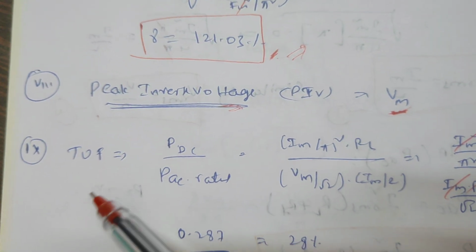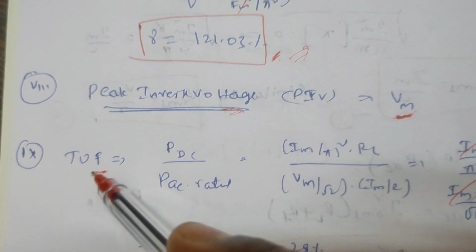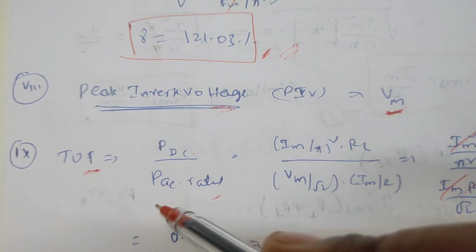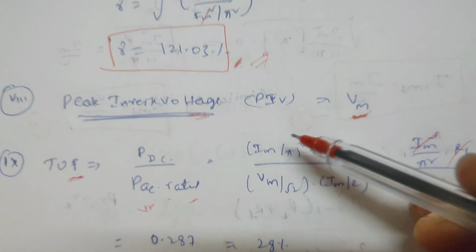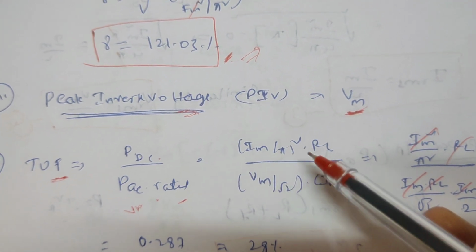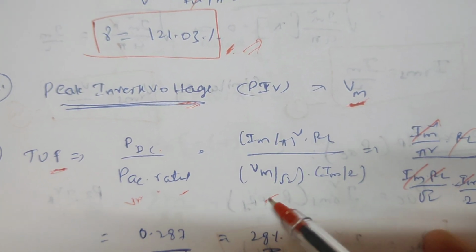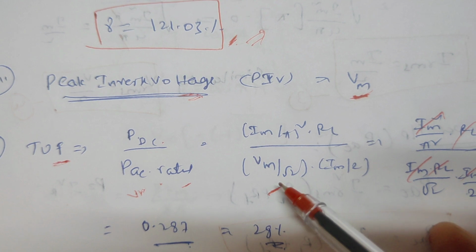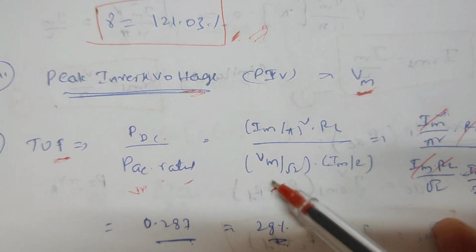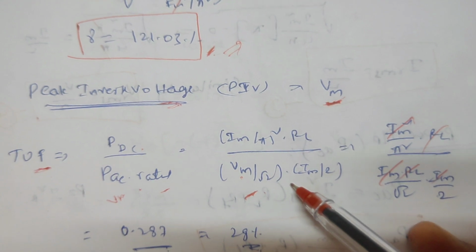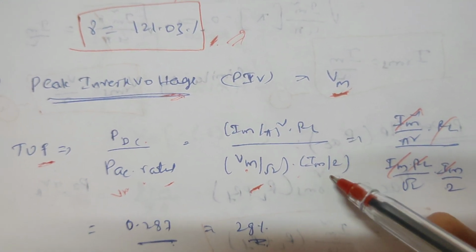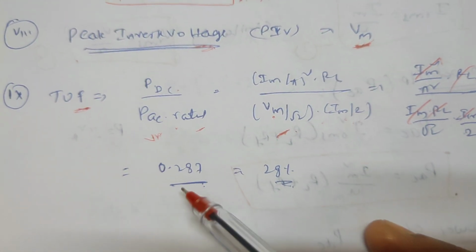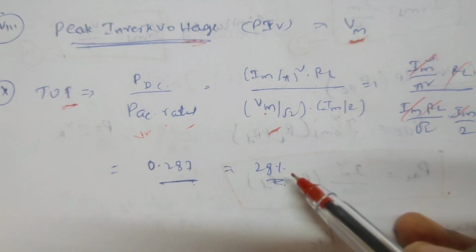The next one is the transformer utilization factor, TUF, which is equal to PDC by PAC rated value. PAC is VRMS into IRMS. We know that PDC is (Im by pi) whole square into RL. Generally VRMS is Vm by 2, but here we take the rated value, so it will be Vm by root 2, and we always take the RMS current as the same, so it is Im by 2. Upon simplifying this, we get TUF as 0.287, or 28.7 percent.